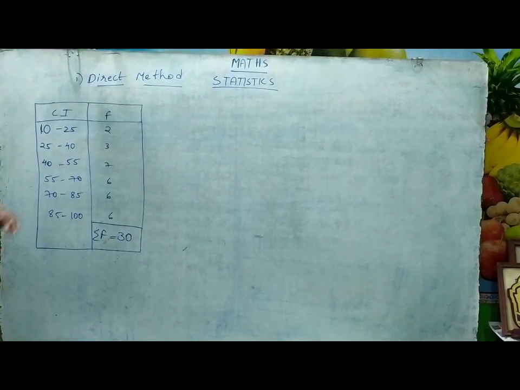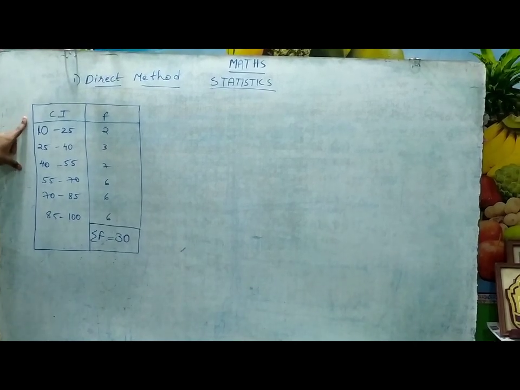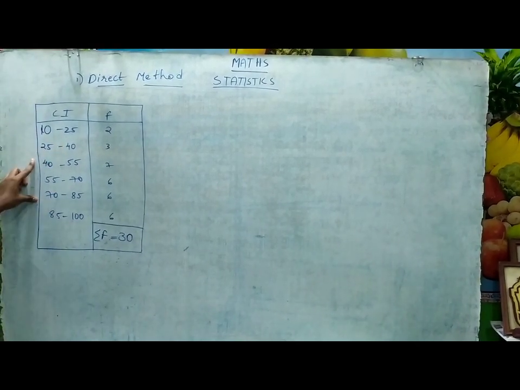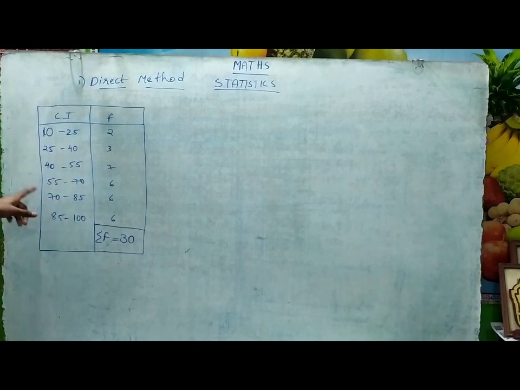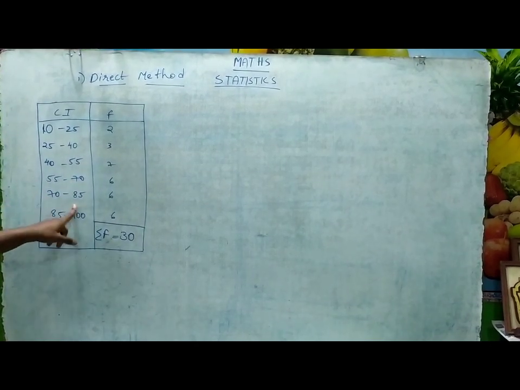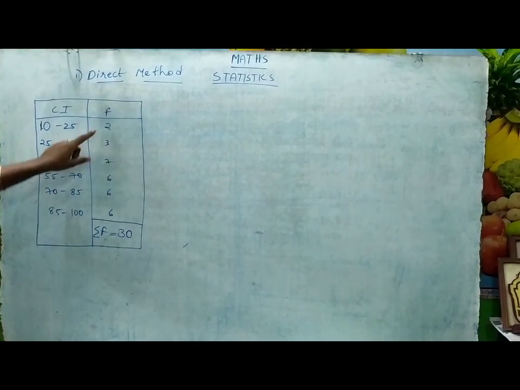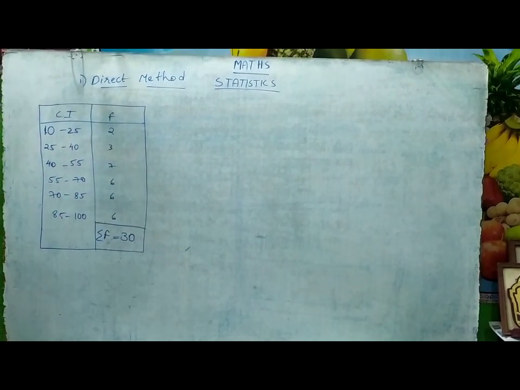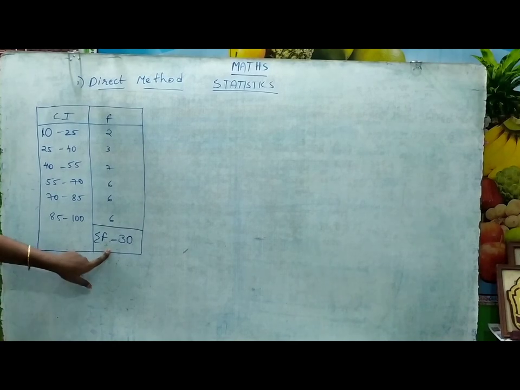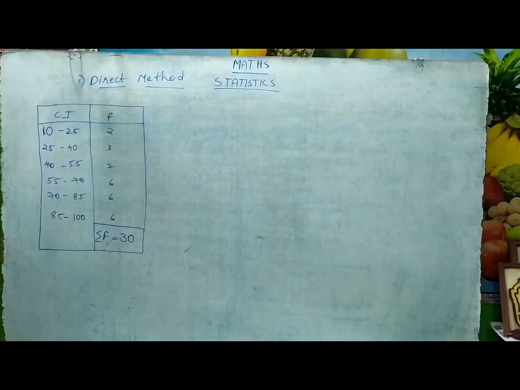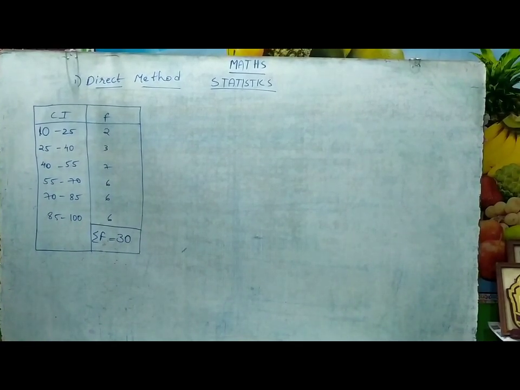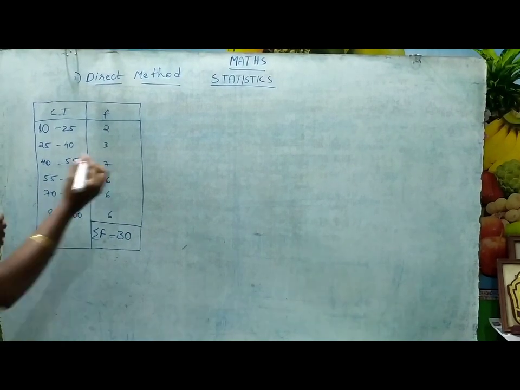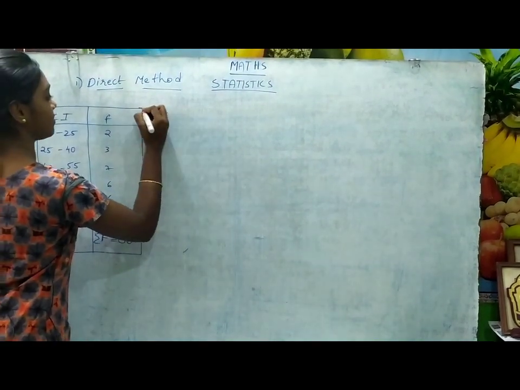Let's see it. The class intervals are given as follows: 10 to 25, 25 to 40, 40 to 55, 55 to 70, 70 to 85, 85 to 100. And the frequencies are 2, 3, 7, 6, 6 and 6. The sum of frequency is 30. Now, to find mean by direct method, we need to add the columns x and fx.